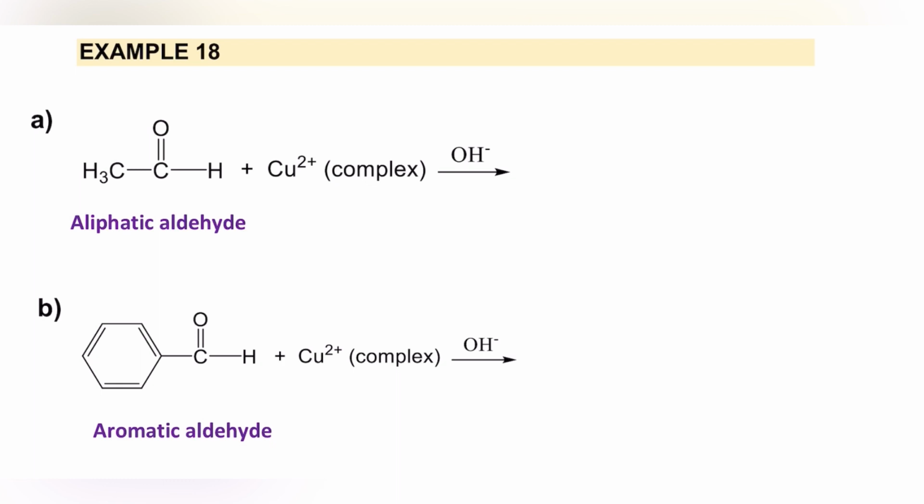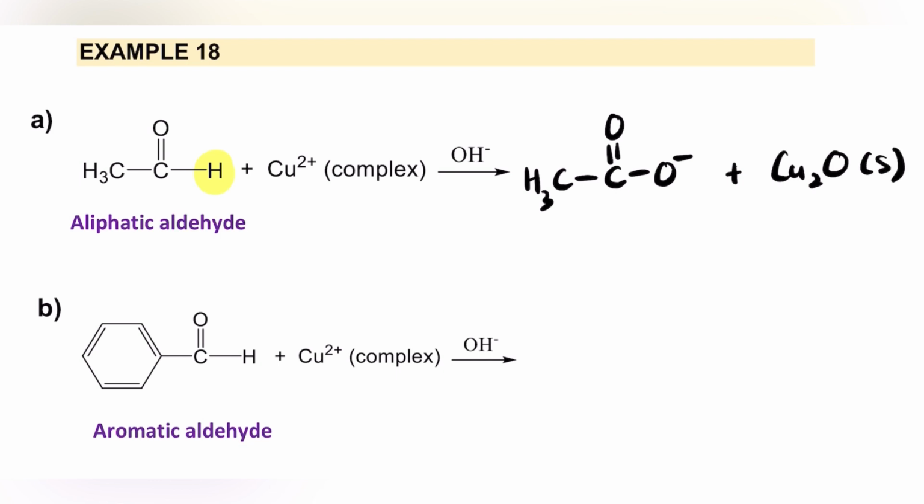Saya akan dapatkan carboxylate ion. So yang berubah tempat menjadi O- adalah hydrogen here. So I'm going to show my product C double bond O and then attach to CH3, and then we have O- here. And then don't forget your side product, which is Cu2O, and this is solid. So you change the position here from hydrogen, you got O- here. So this is our carboxylate ion ataupun carboxylate salt.